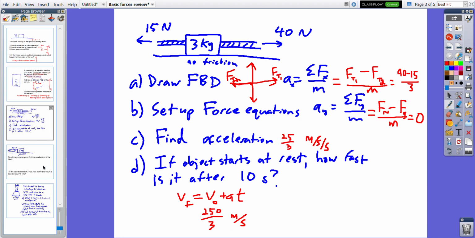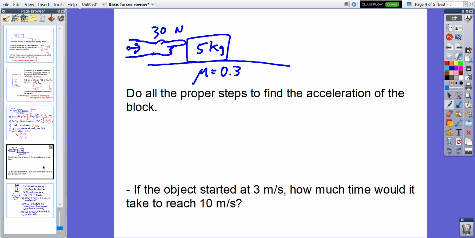So let's go into the next one. If you do this one properly, this acceleration should be, let me see if I do this right. So 30, okay. I think you should get 3.06 if you do this correctly.